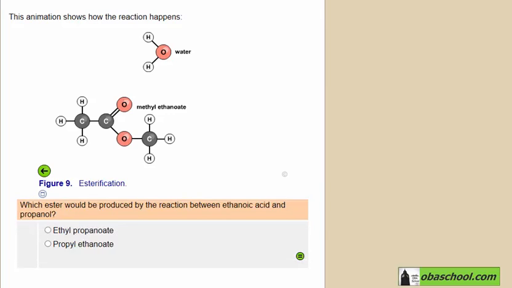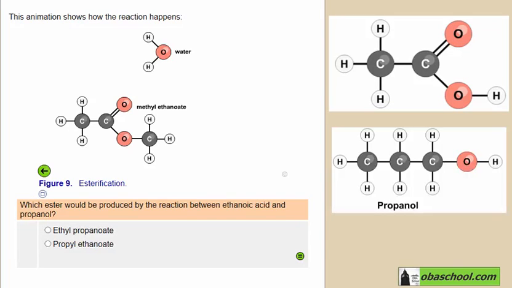Which ester would be produced by the reaction between ethanoic acid and propanol? So try to write the name of the ester formed when ethanoic acid and propanol react together.